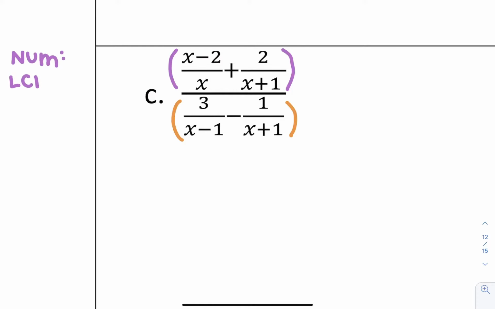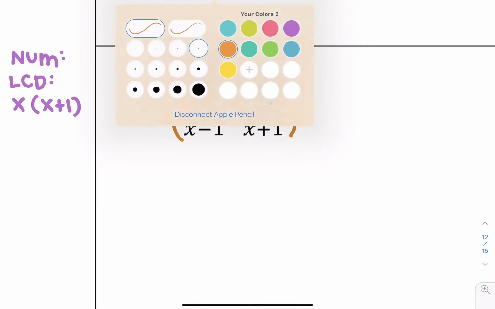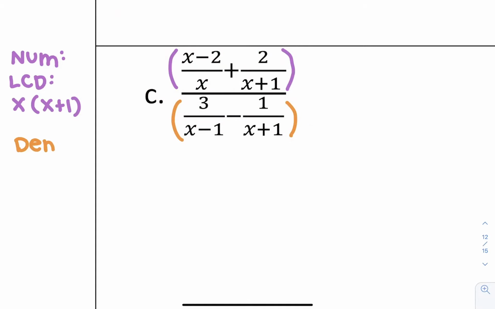the LCD, let's figure it out. If we have an x and an x plus 1, we would say x times x plus 1. And in our denominator, the LCD, if we have an x minus 1 and an x plus 1, we'll multiply the two.